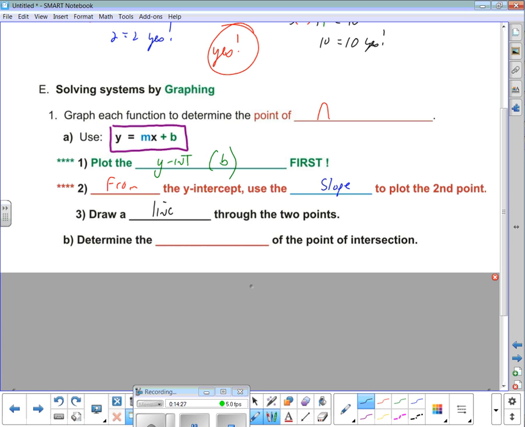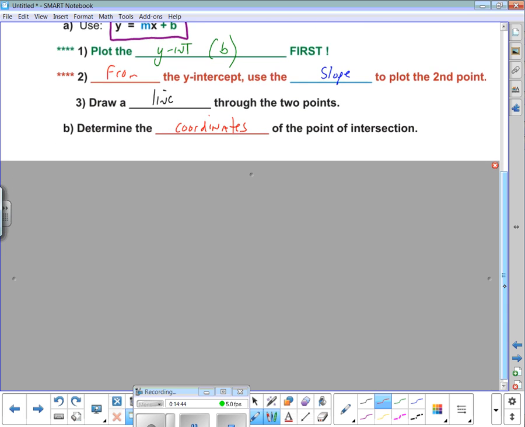But remember, when you're all done, determine the coordinates of the point of intersection. That's your solution, the coordinates of the point of intersection, because remember, you're going to have an x value, you're going to have a y value. So the coordinates of the point of intersection is what you're after.